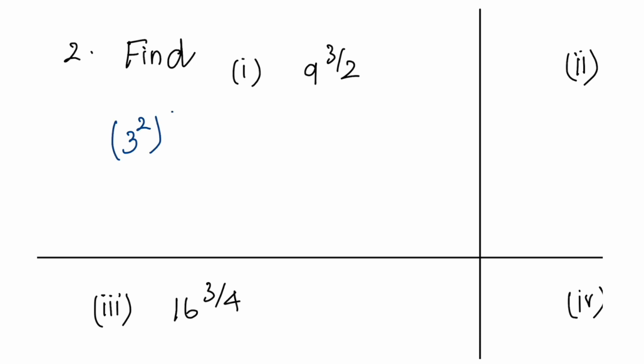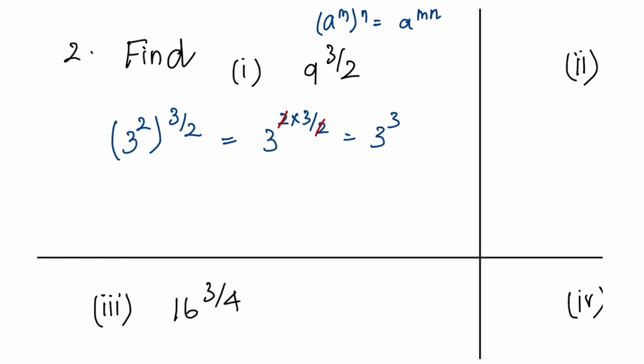So 3 squared the whole power 3 by 2, and you are going to apply that same formula, a power m the whole power n is equal to a power m into n, right? So what would happen is it would be 3 power 2 into 3 by 2, and these two 2's get cancelled. Okay, that was a tongue twister there, right? So it basically ends up with 3 power 3, and 3 power 3 is 27, right? 3 times 3 is 9, and 9 times 3 is 27. So that is the answer here.